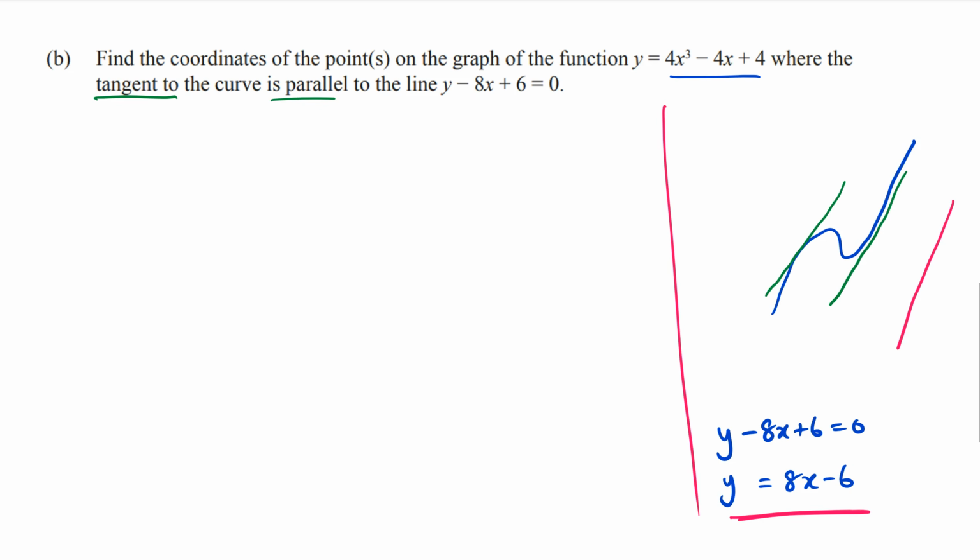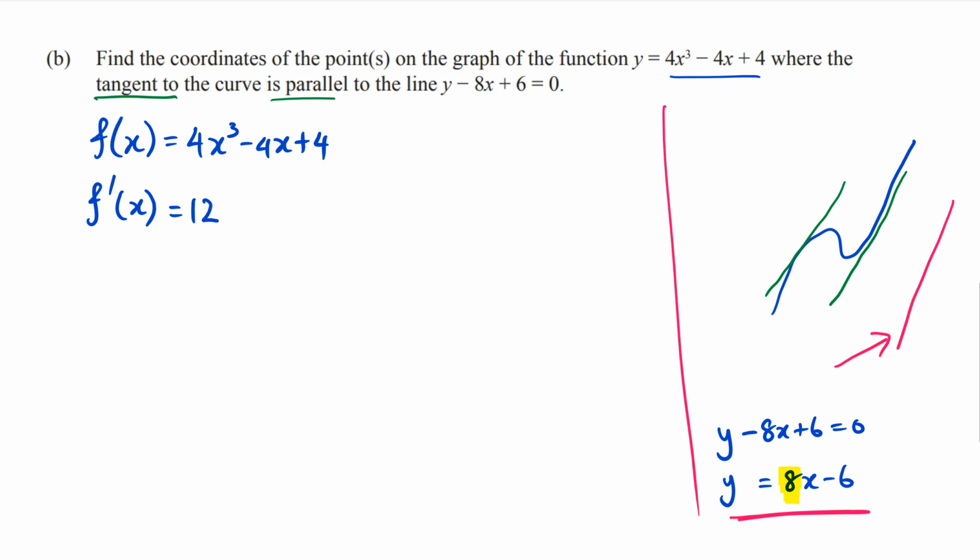So our first step is we're going to look at this equation to figure out what the gradient is. And we kind of have what the gradient of that line is, because that's equal to 8. Because the slope is 8, what we need to do is work out what the gradient function is. Originally the function is f of x equals 4x cubed minus 4x plus 4. When we differentiate it, we get 12x squared minus 4. And what we want to know is, when is this gradient function equal to 8?